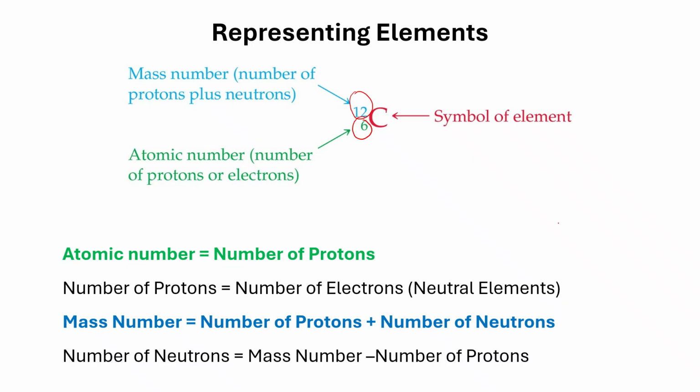When the atom is neutral, it has not formed any ion, number of protons are equal to the number of electrons. Therefore, in this case, carbon has 6 protons and 6 electrons. Since the mass number is number of protons and neutrons in an atom, you can calculate number of neutrons by subtracting number of protons from the mass number.